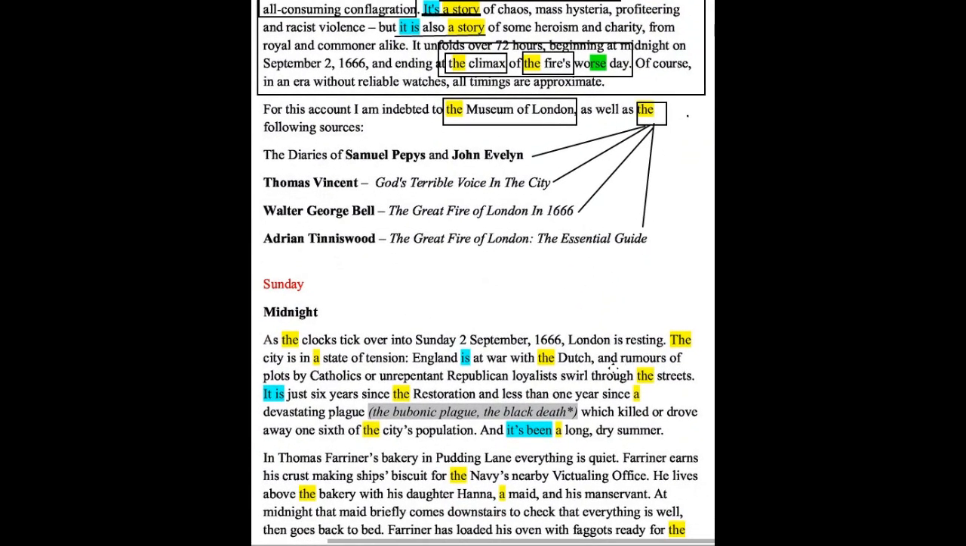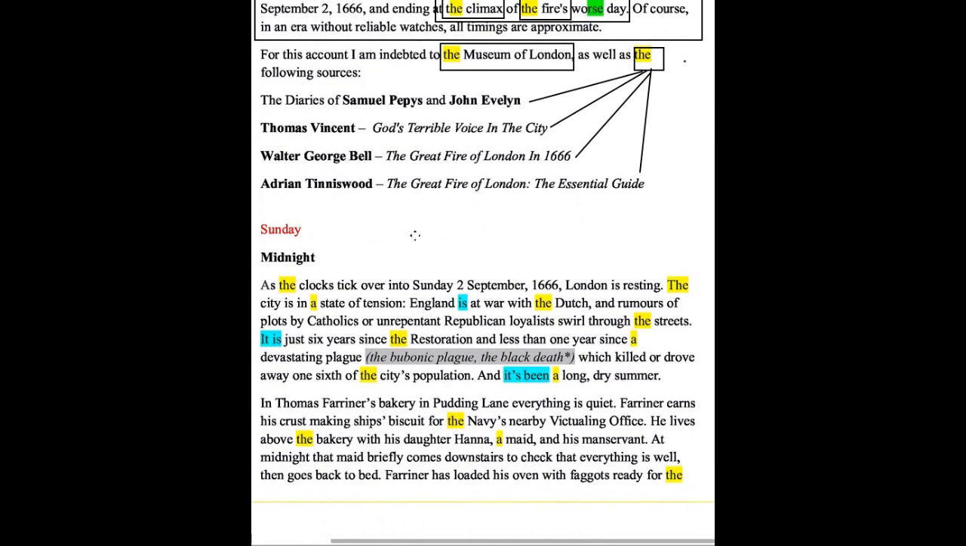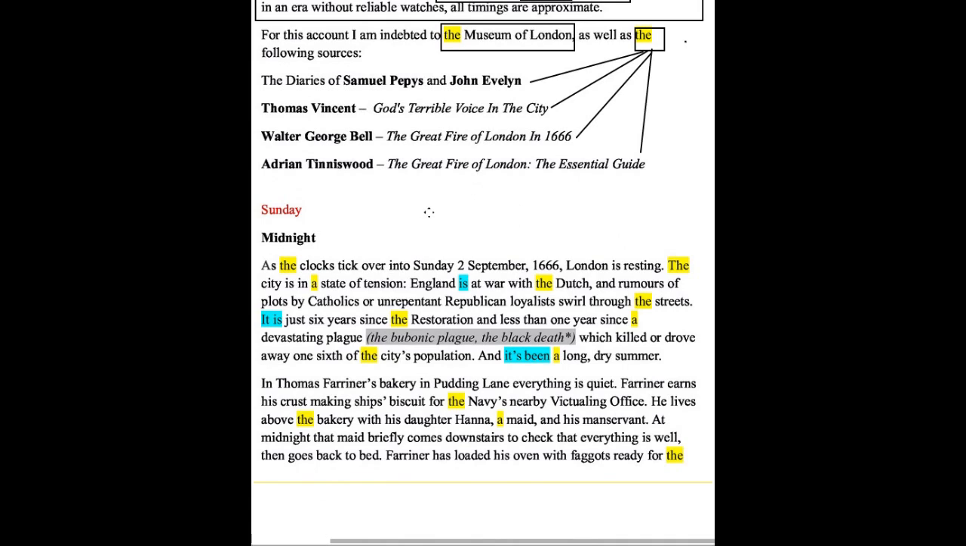Now, if we go a bit further down, we have some more description, and again we're setting up the scene here of what was happening on that fateful night in September, midnight. As the clocks tick over into Sunday the 2nd of September 1666, London is resting. Okay, so this is a narrative, and now we've got the clocks, and in the next sentence we've got the city is in a state of tension. So the clocks, we know which ones. They are the clocks which are in London, and we even know when. Sunday the 2nd of September 1666. So these clocks are very definite.